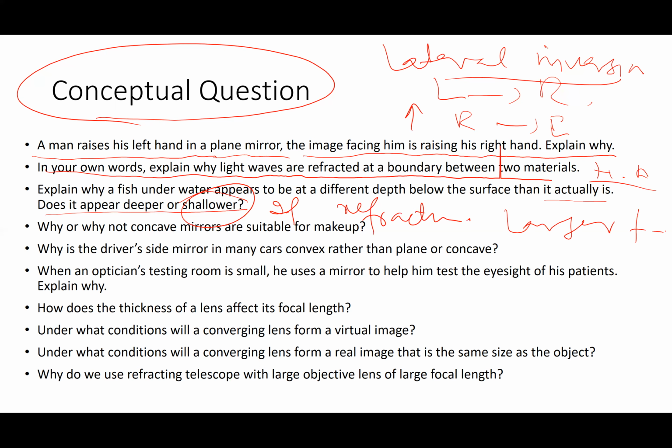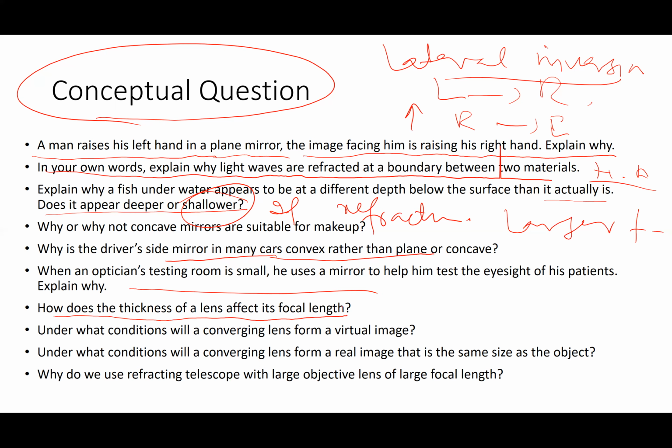Why is the driver side mirror in many cars convex? Because the field of view is more. When an optician's testing room is small, he uses a mirror to help him test the eyesight of his patient. Explain why. He uses the mirror to double the distance.